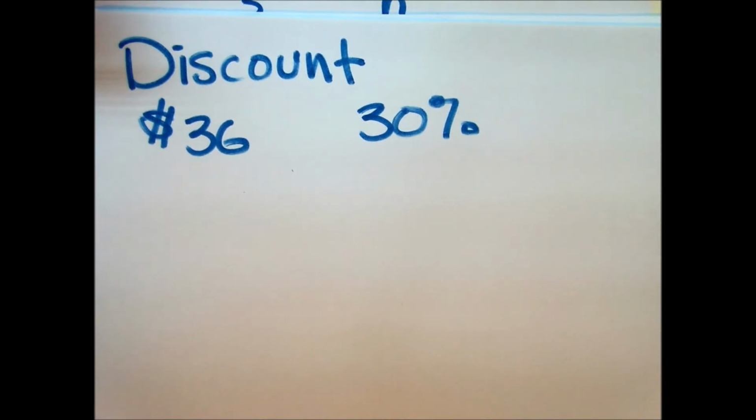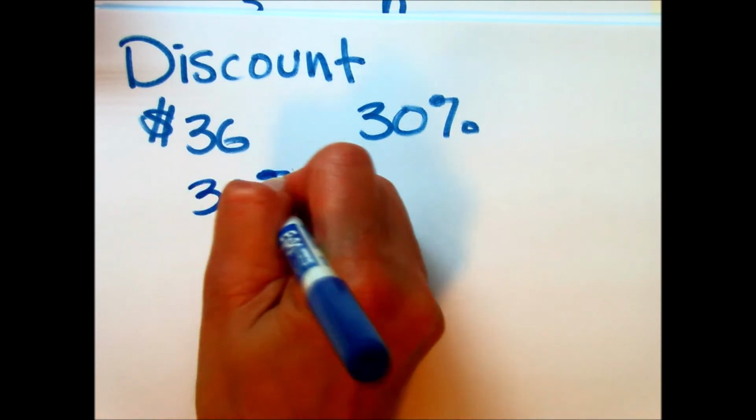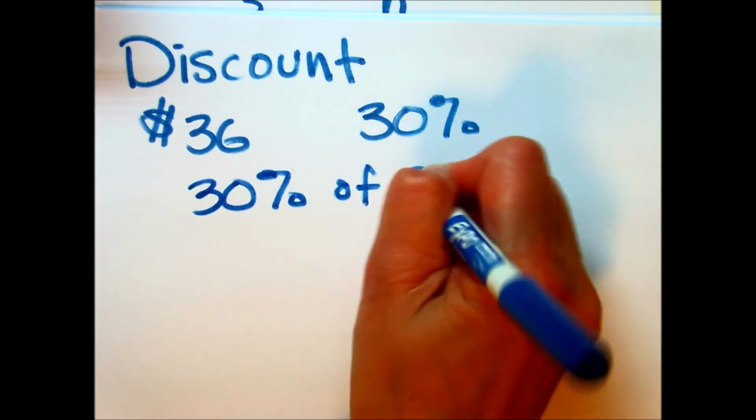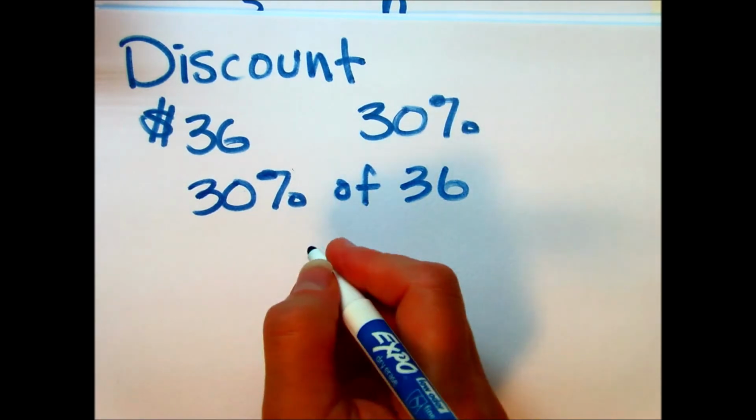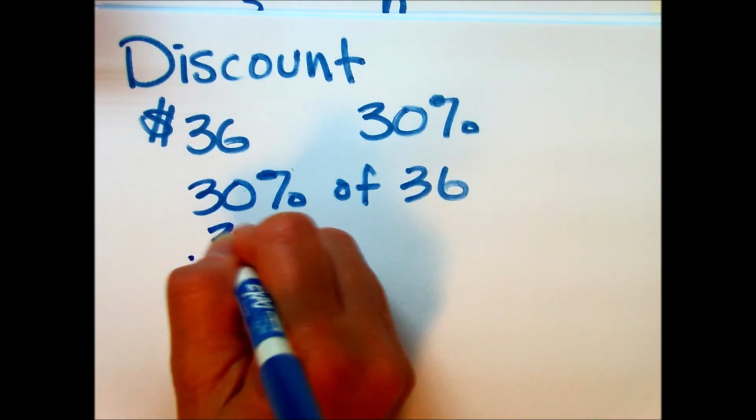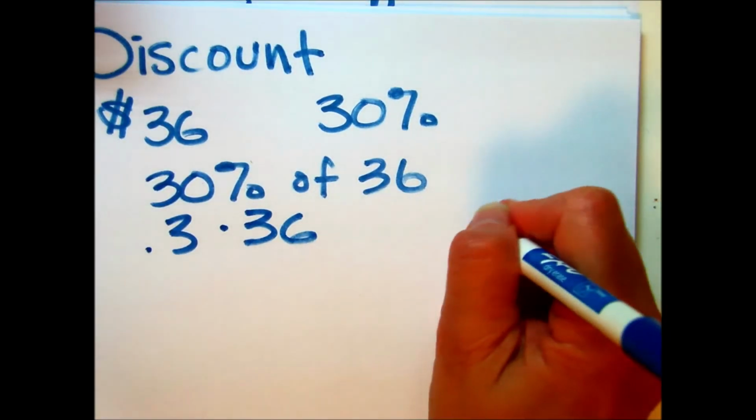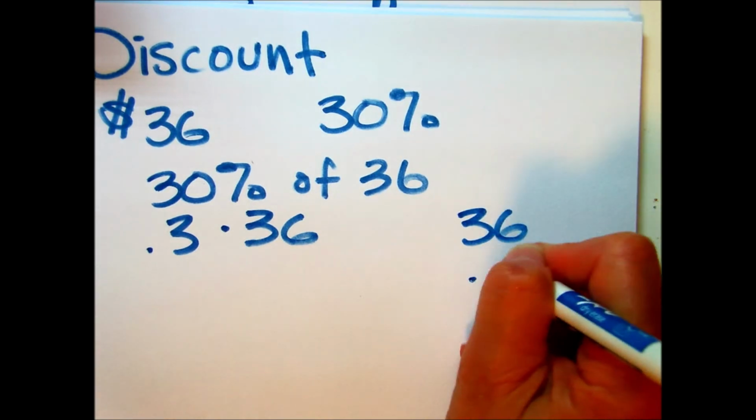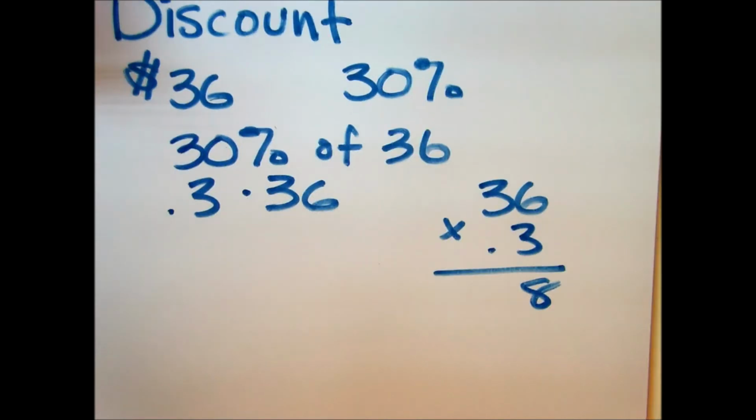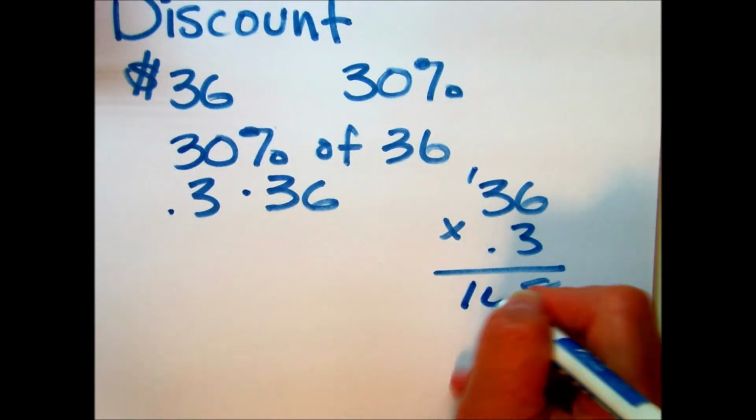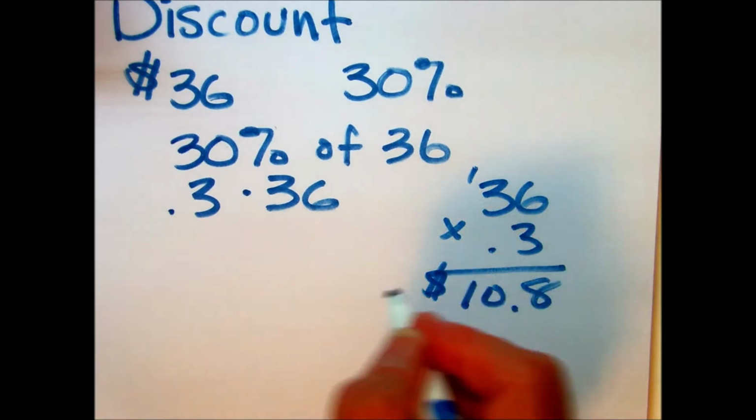So first, let's figure out the discount amount. So 30% of 36. Hopefully you're seeing a common thread between all these examples here. So 0.3 times 36, and I'll go ahead and multiply that. That's 18, 9, so 10. $10.80 is what you're going to save, okay?